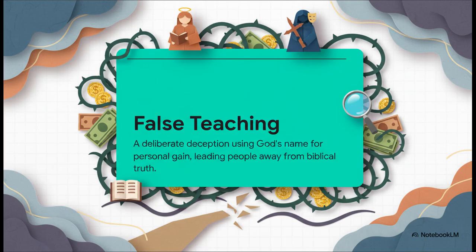Okay, this is a really critical distinction the source makes right at the beginning. We're not talking about someone making an honest mistake or having a simple misunderstanding. The source says even the best teachers can do that. No, it defines false teaching as an intentional, deliberate pattern of deception, usually for personal gain, that pulls people away from what the Bible actually says.